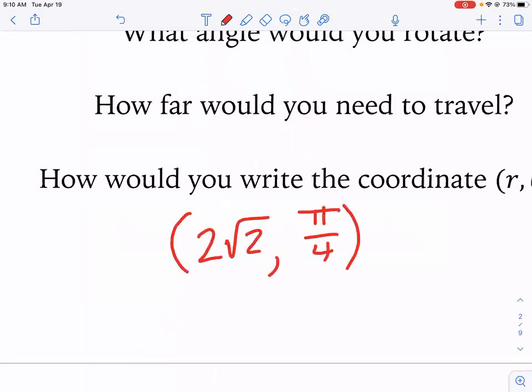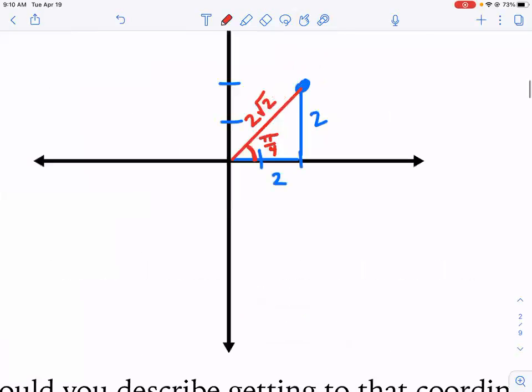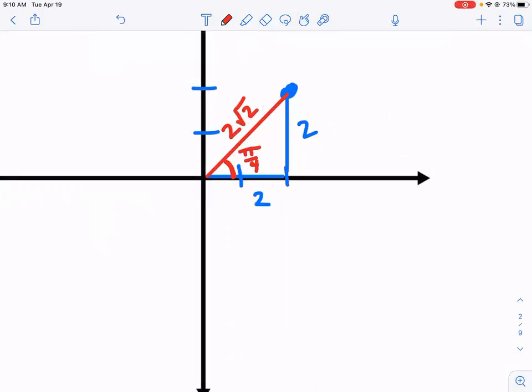Now, how did you get the pi over 4? Question. You just looked at it and you just knew it would be that? How could you if it wasn't 2 and 2?